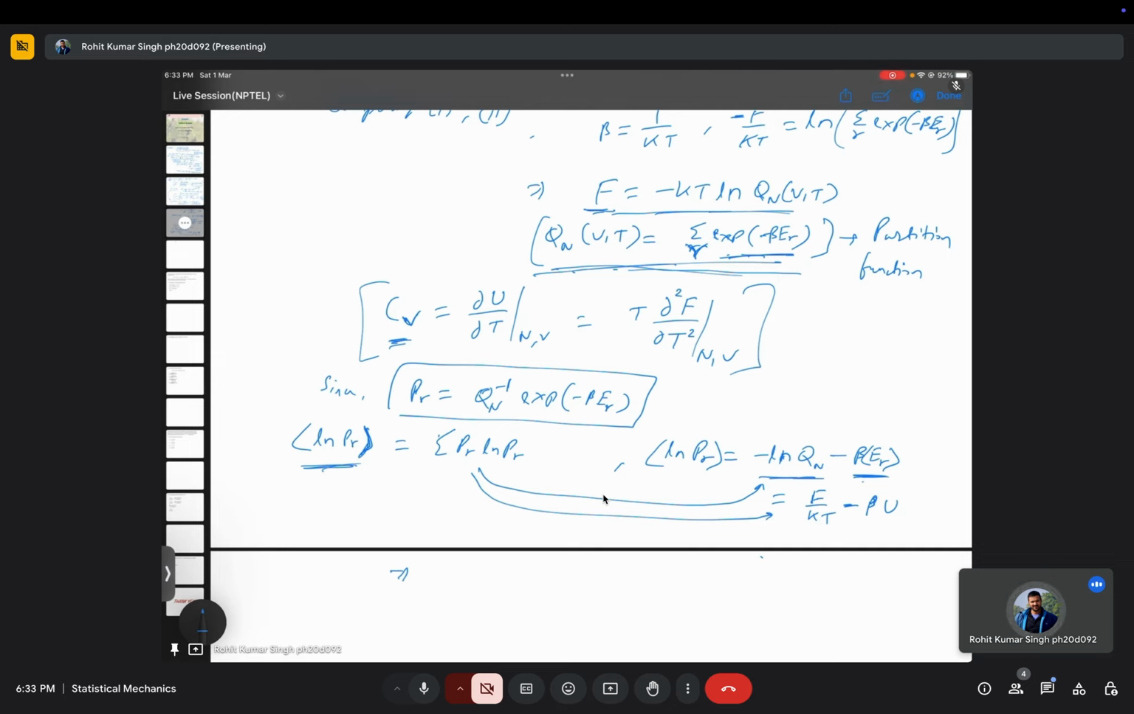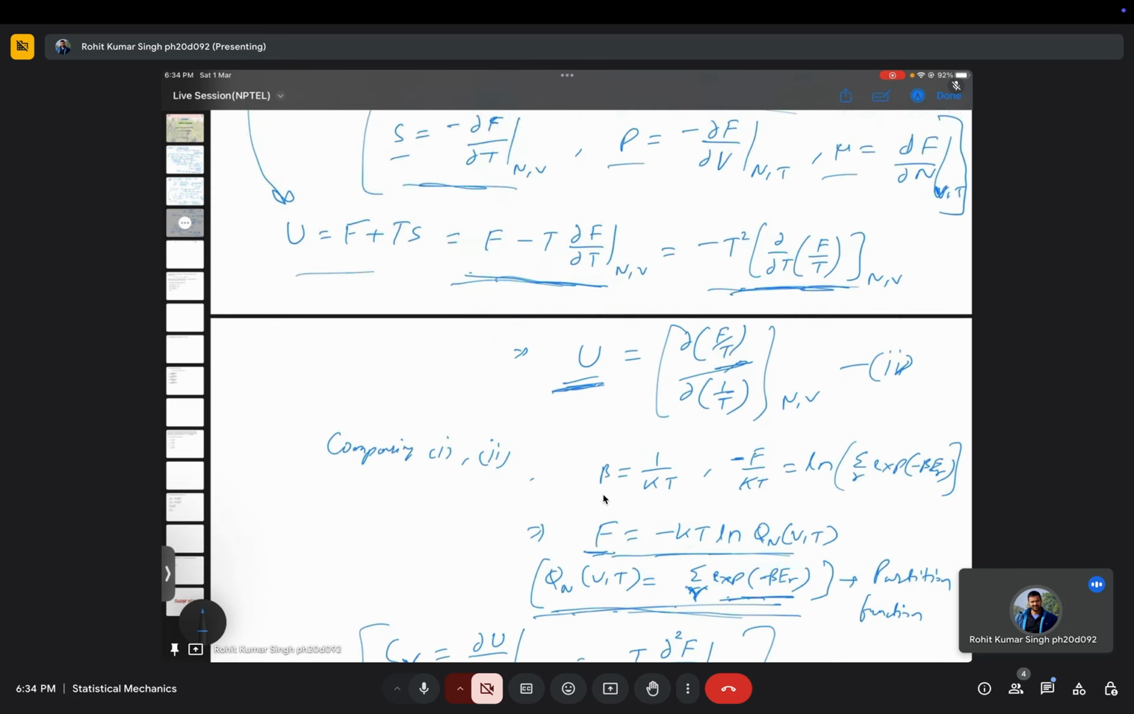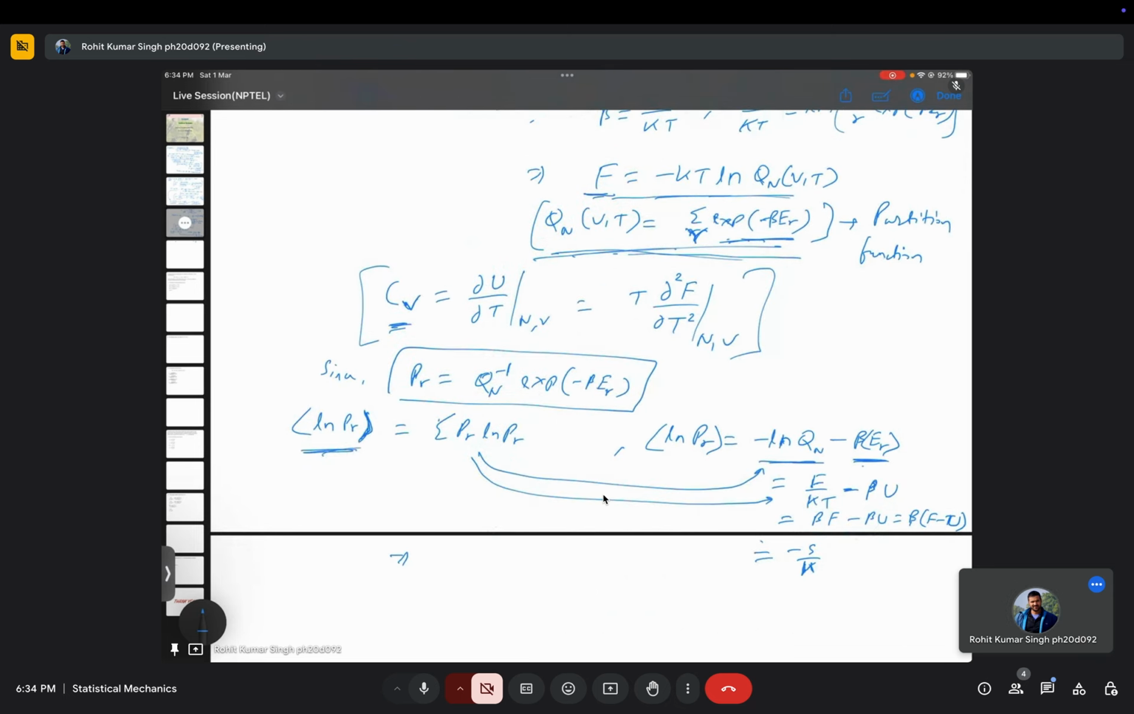And so you can equate this and this. Also, 1 by kT is just beta, so beta F minus beta U, beta you can take outside, F minus U, and then using this you can write minus S by k. Is it fine? So that means, if you see from here, entropy is simply k times minus the sum of P_R log P_R. We have equated this and this.